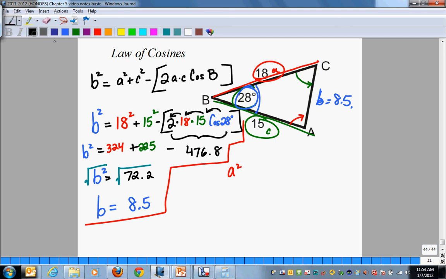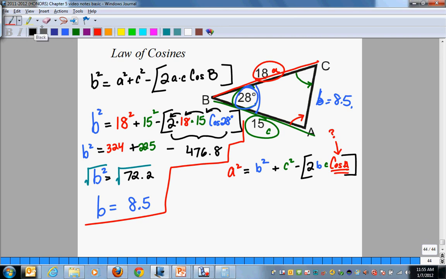A squared equals B squared plus C squared minus parentheses 2 times B times C times the cosine of angle A. Now in this case, the unknown is this right here. So be very careful that you have to keep that cosine and A together at all times. Let me show you this step by step.